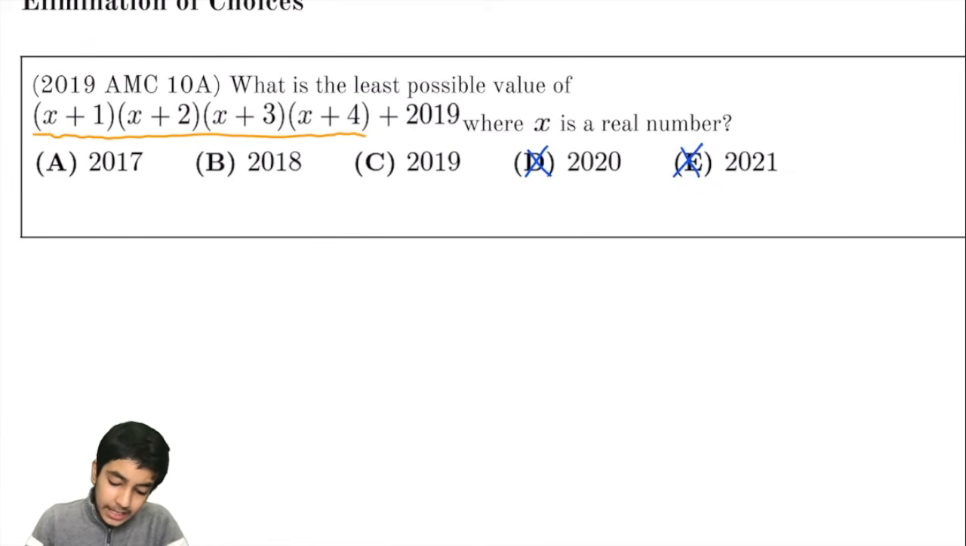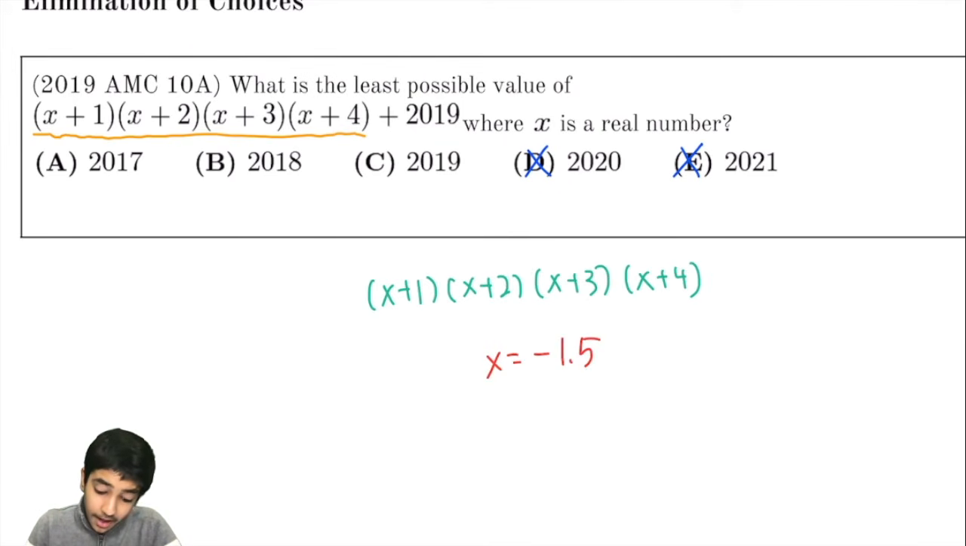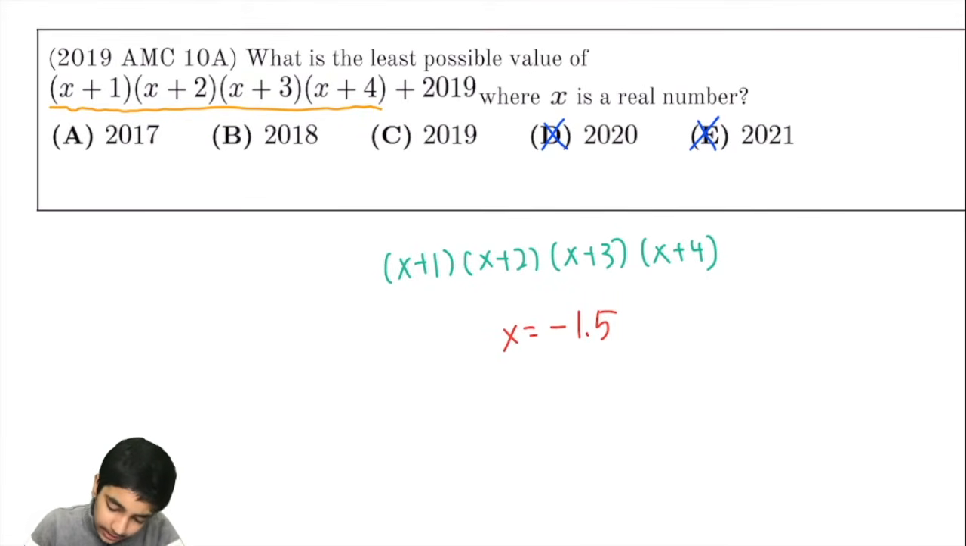So now the real question to be asked here is, is 2018 possible? Well, we can notice that (x plus 1)(x plus 2)(x plus 3)(x plus 4) can be negative. Because if you plug in something like x equals negative 1.5, this will give us a negative value. We get that this is equal to negative 0.5 times 0.5 times 1.5 times 2.5, which is clearly a negative number.